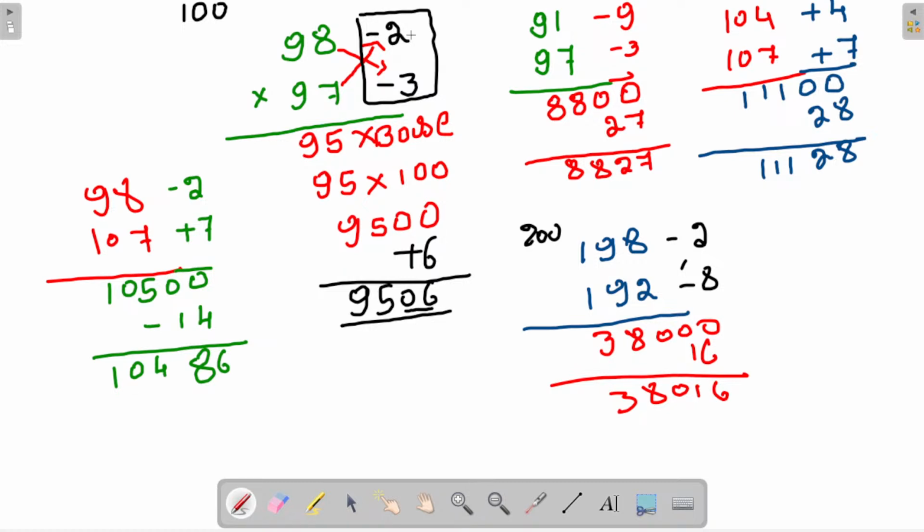How did 06 come? 2 into 3, we are multiplying 2 into 3. Here we are getting 27, the last two numbers. How are you getting that number? Here how are you getting 28? Here how are you getting 16? Which means the last two digits we are getting in each question using the base method, difference multiplication only, right? If I do difference multiplication, I will get the last two digits.